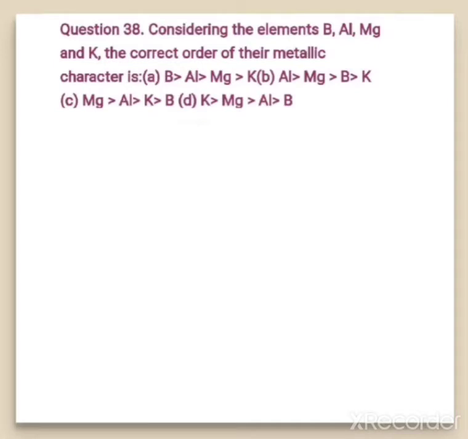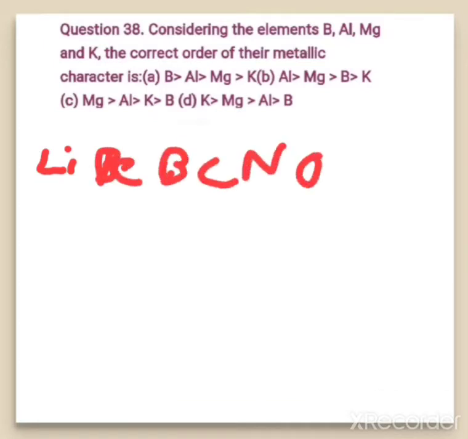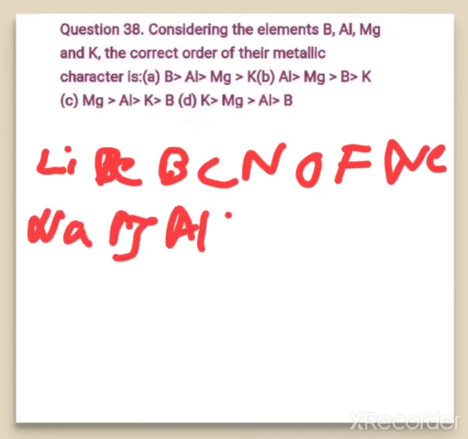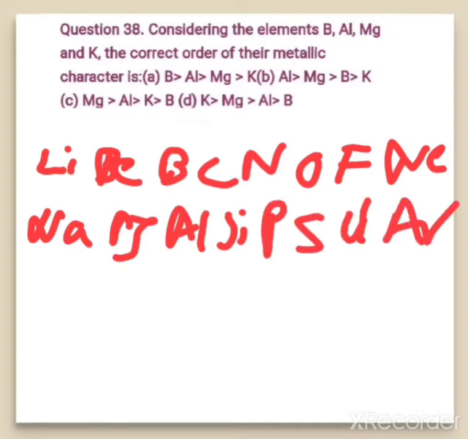So first of all, we'll make the periodic table. Here all these elements belong to the S and P block. So it is enough to write S and P block elements, that is lithium, beryllium, boron, carbon, nitrogen, oxygen, fluorine, neon. Next line, sodium, magnesium, aluminium, silicon, phosphorus, sulfur, chlorine, argon. Next, potassium, calcium. Then it's enough.